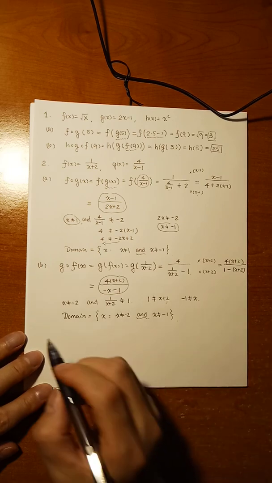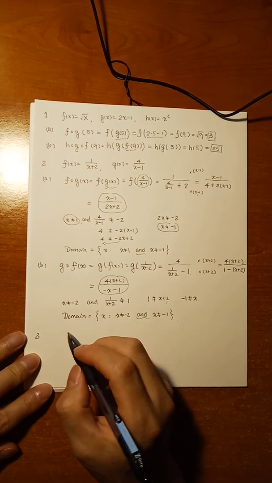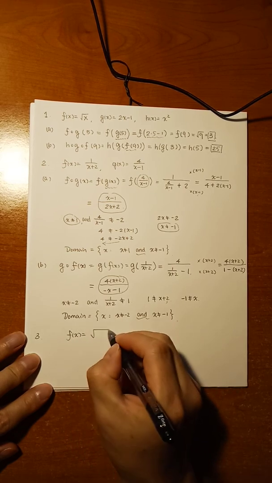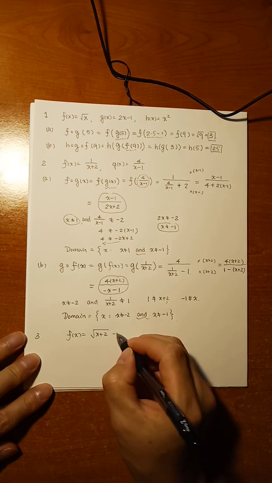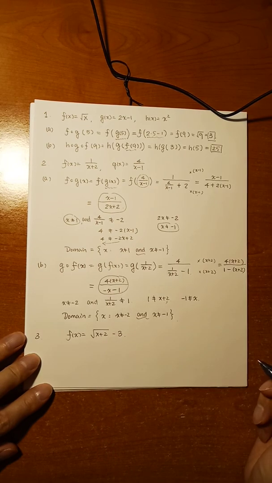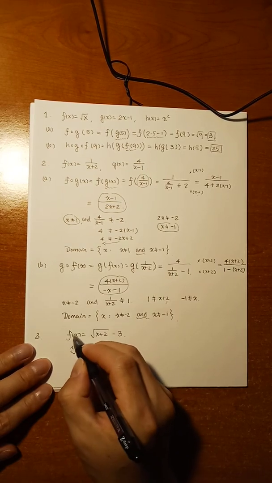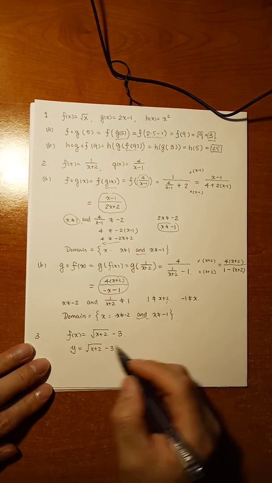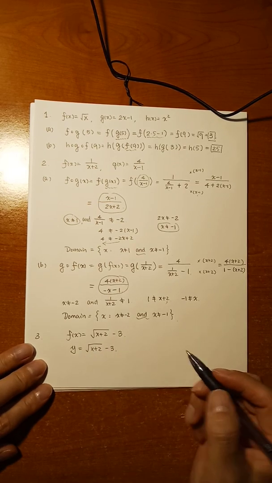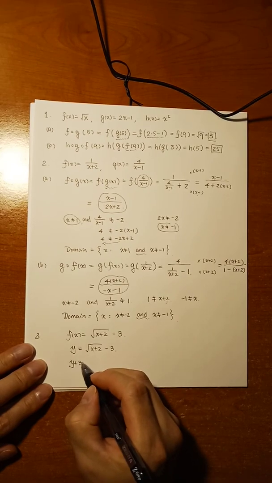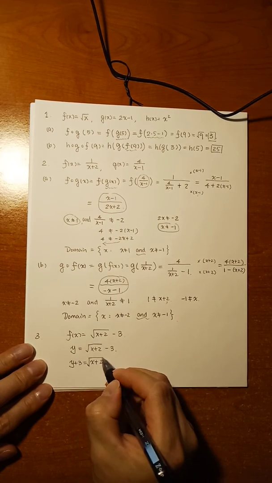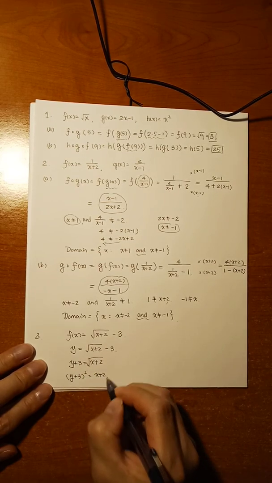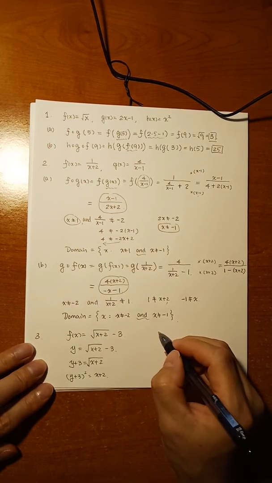All right, then let's check 3. We're looking for the inverse of the function f(x) is equal to the square root of x plus 2, minus 3. To look for the inverse of the function, basically first you set y equal to f(x). y is equal to this whole thing. And then you're going to solve for x in terms of y. So we move 3 to the other side, and take the square of both sides, and move the number 2 to the other side.